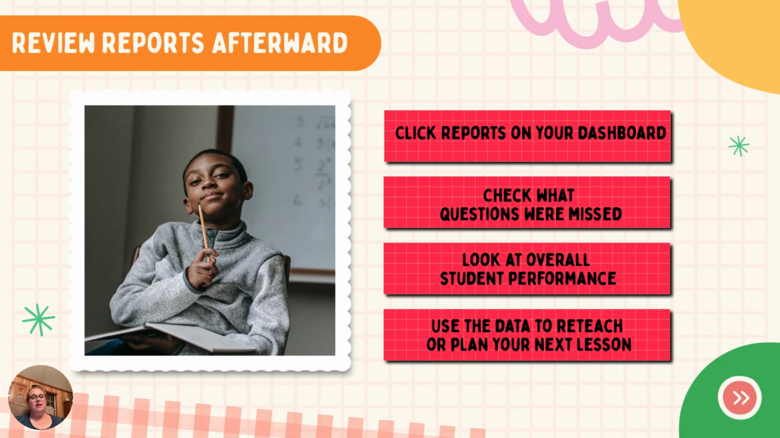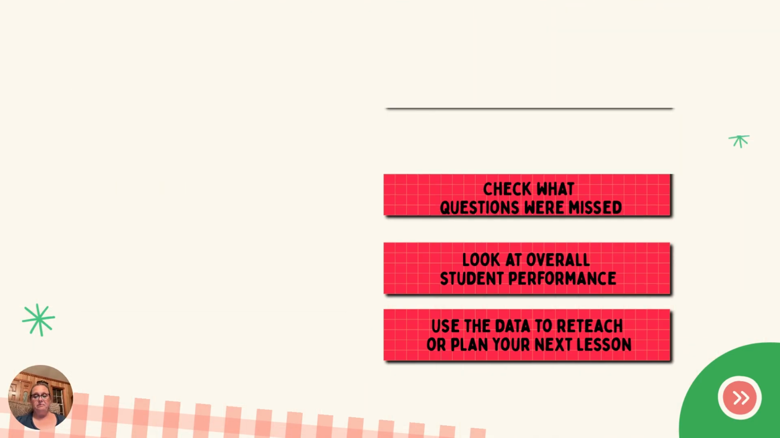All right, then we're going to go to the review reports. After you're done playing, you can click reports on the dashboard. This you can check to see what questions were missed, look at overall student performance, and use the data to reteach or plan your next lesson. This is also helpful if you've got students that just aren't participating, aren't doing anything. You can really keep an eye on that.